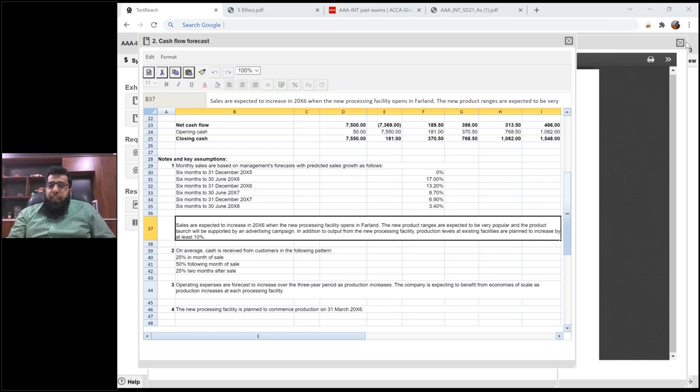Are you people getting it? Okay. So, in this part, we commented on the validity of the assumptions and we commented on whether the forecast was complete or not. Is it clear? Now, let's move forward.